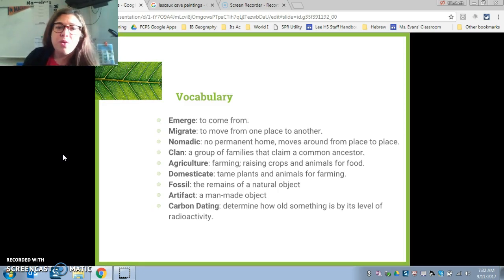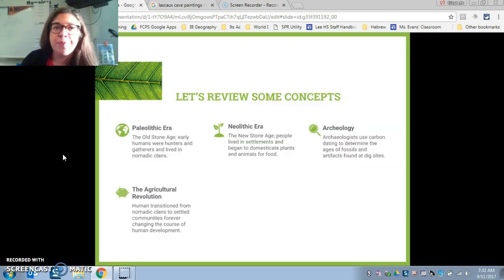Here is a quick vocabulary review. If you're missing any terms on your vocab page in your folder, you can use these definitions to take care of that. And here are some big concept reviews, so you can return to this information to review for your quiz and test coming up. Thank you.